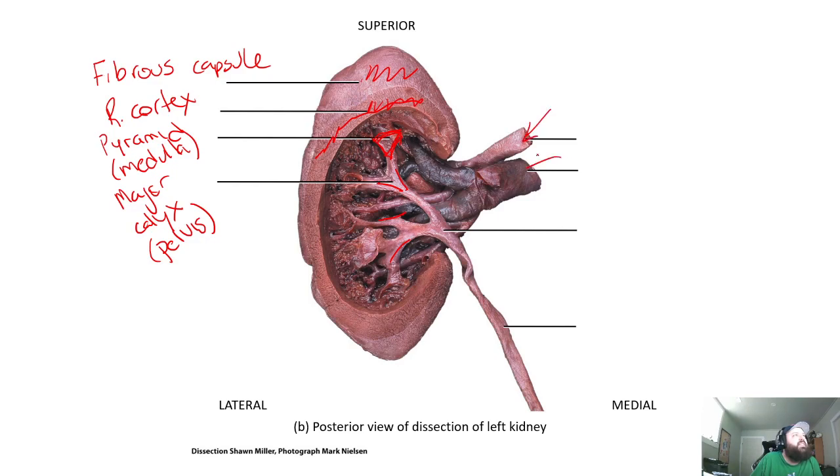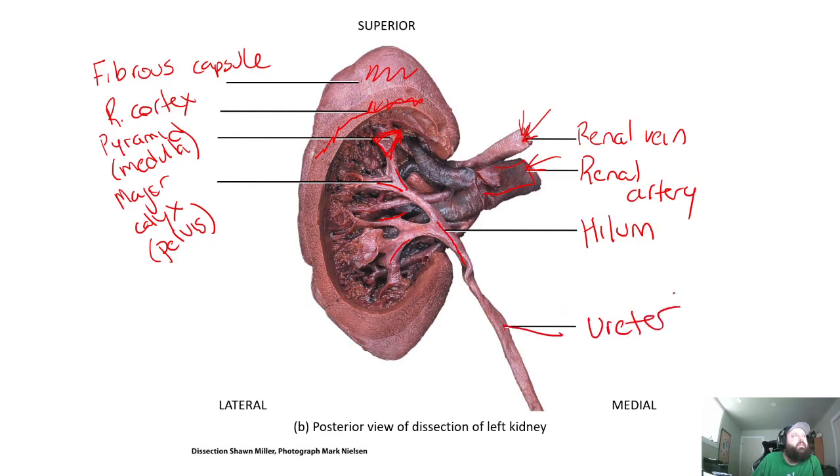This and this are the blood vessels that are entering and leaving the kidney. Which one do you think is the smaller one? This one right here. That's your renal vein. This larger blood vessel is your renal artery. This is what I think is the hilum, and then this would be the ureter, obviously. Okay, so those are the various different layers of the kidney.